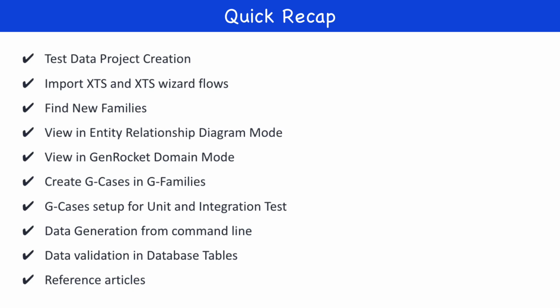Let's do a quick recap. We have covered an extensive end-to-end demo on G families, starting with the test data project creation and import XTS and wizard flows, followed by finding new families from the domain relations and then exploring the relations in entity relationship diagram mode and genrocket domain mode. Furthermore, we explored how G cases in G families with just a few clicks help in automating the test data cases setup with examples on unit and integration test scenarios. And then, we have seen the data generation using G cases from the command line and validated the data in database along with a few reference articles displayed for integration and G cases.